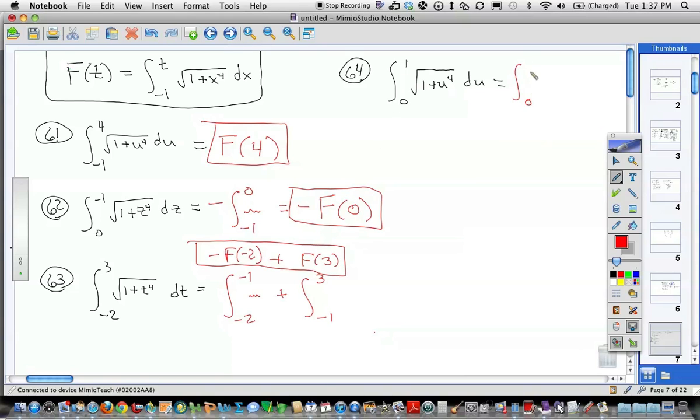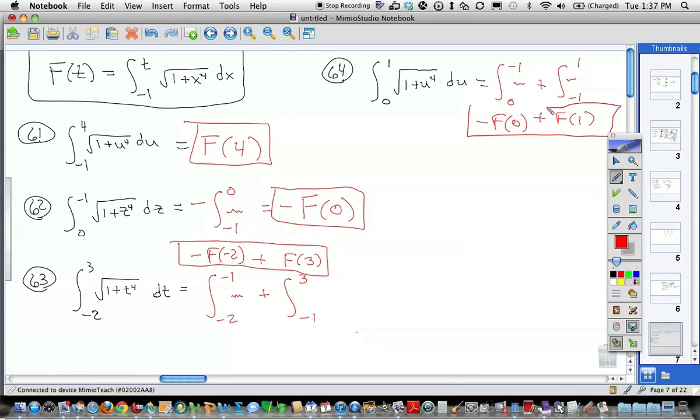We could make this go from 0 to -1 plus -1 to 1. It doesn't even matter that the -1 is not in between there. Okay, that doesn't matter. Well, so what do we get? This here would be big F of 1. And this would be, flip those around, this would be big F of 0.